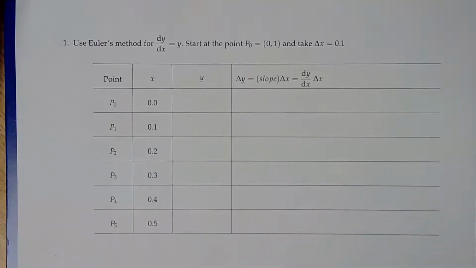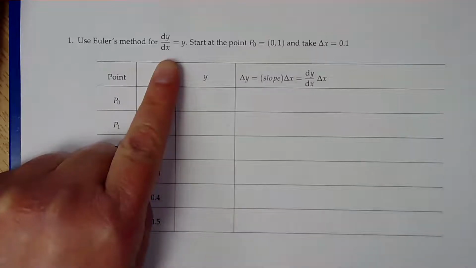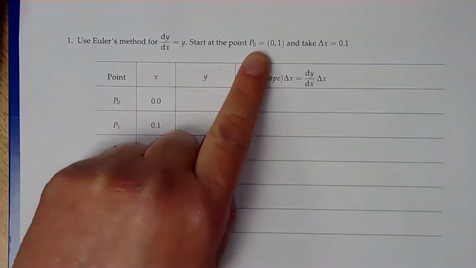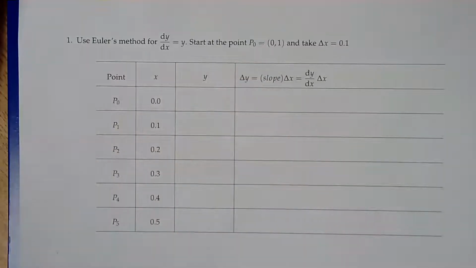Alright, let's look at an example of how to use Euler's method. So we have the differential equation dy/dx is equal to y. And we're going to start at the point P0 equal to (0, 1). We're going to use delta x equal to 0.1.